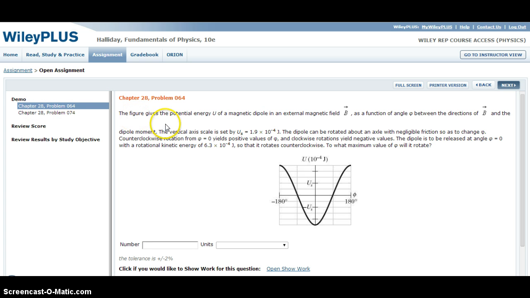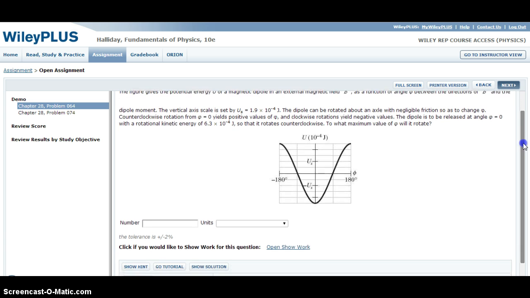And you can see the problem here. Potential energy U of a magnetic dipole in an external magnetic field B as a function of angle theta between the directions of B and the dipole moment. The vertical axis is set by U sub S equal to 1.9 times 10 to the negative 4 joules. The dipole can be rotated about an axle with negligible friction so as to change theta. Counterclockwise rotation from theta equals 0 yields positive values of theta, and clockwise rotations yield negative values, and so on. So the question wants you to find the maximum value of theta for which it will rotate.